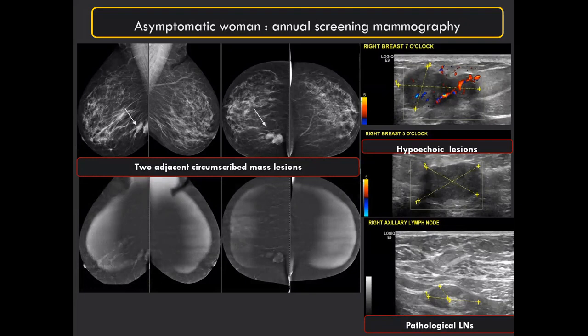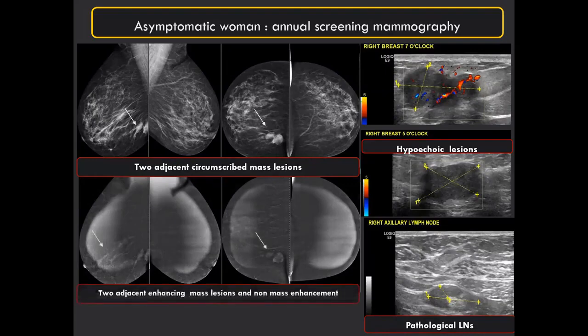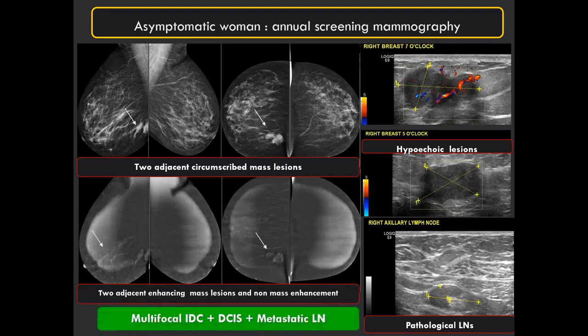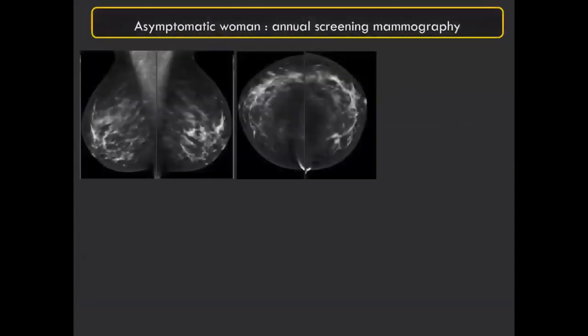but they were already seen on the mammogram. But what contrast mammography added is the presence of this non-mass enhancement, which was an associated DCIS with an invasive duct carcinoma, and this was only seen on contrast mammography and not on the mammogram and not on the ultrasound as well. This is another asymptomatic patient.